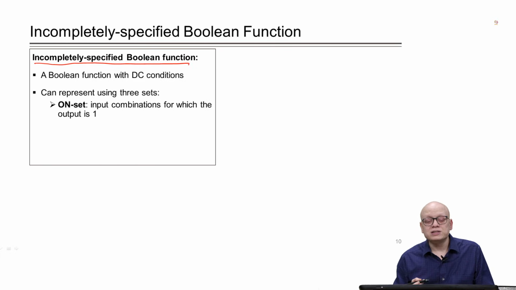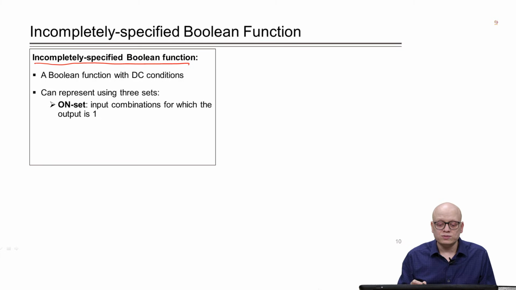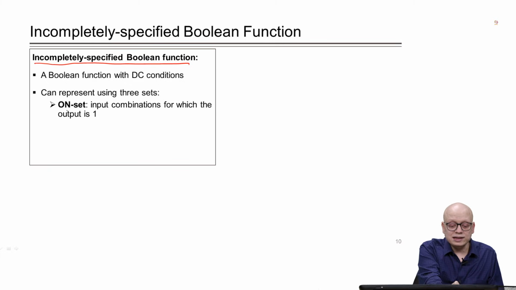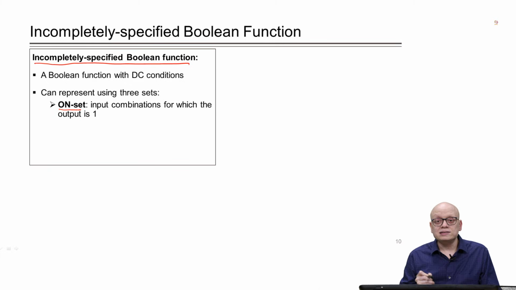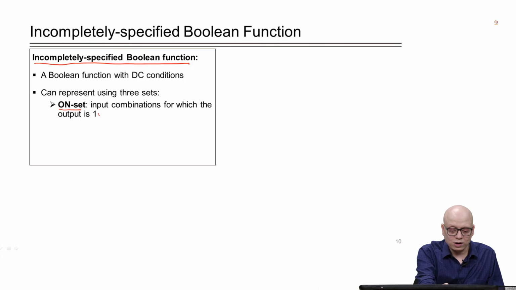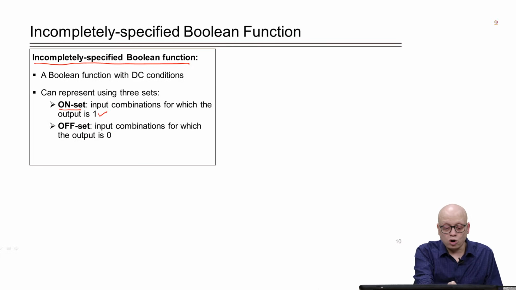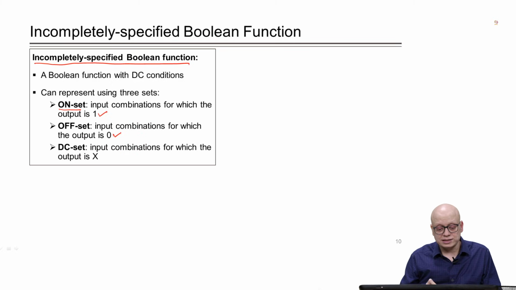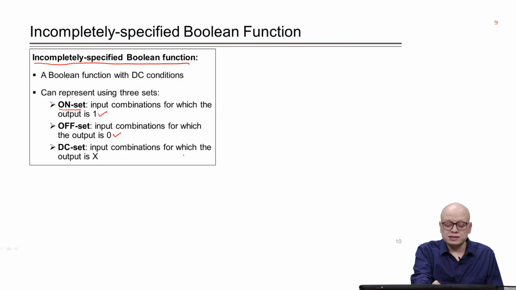Now, how can we represent an incompletely specified Boolean function? We can represent it using 3 sets. The first set is the on set. It contains input combinations for which the output is 1. The second set is the offset, meaning the input combinations for which the output is 0. And the third set is the do not care set or DC set, the input combinations for which the output is do not care or x, right.